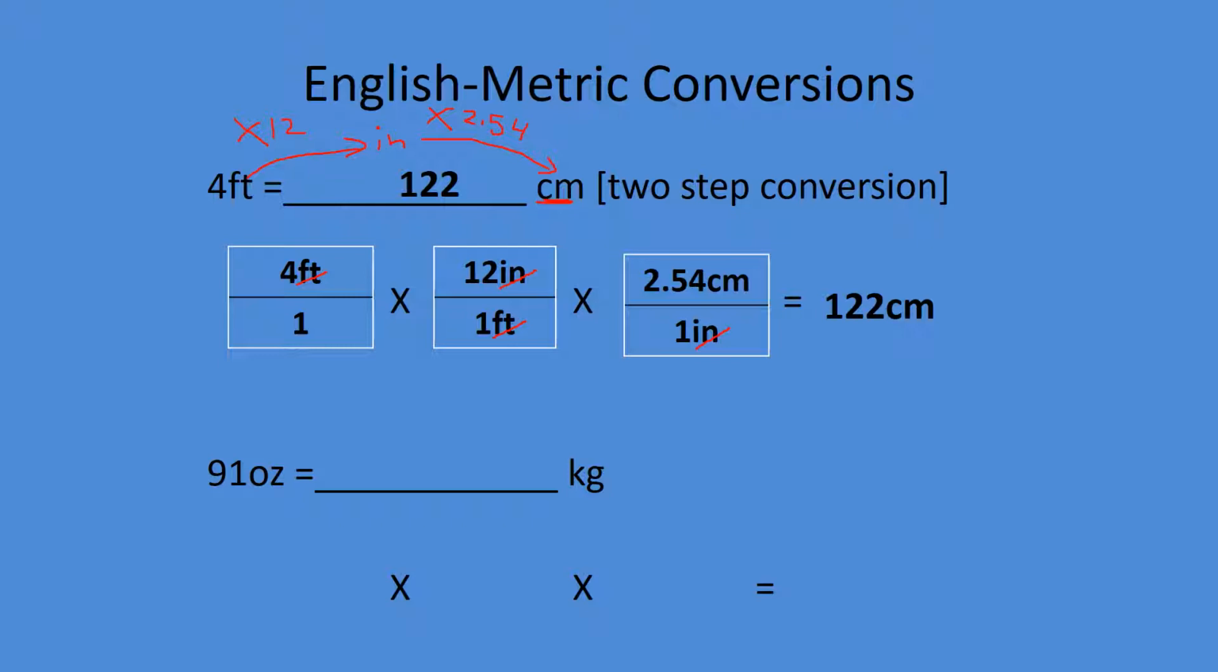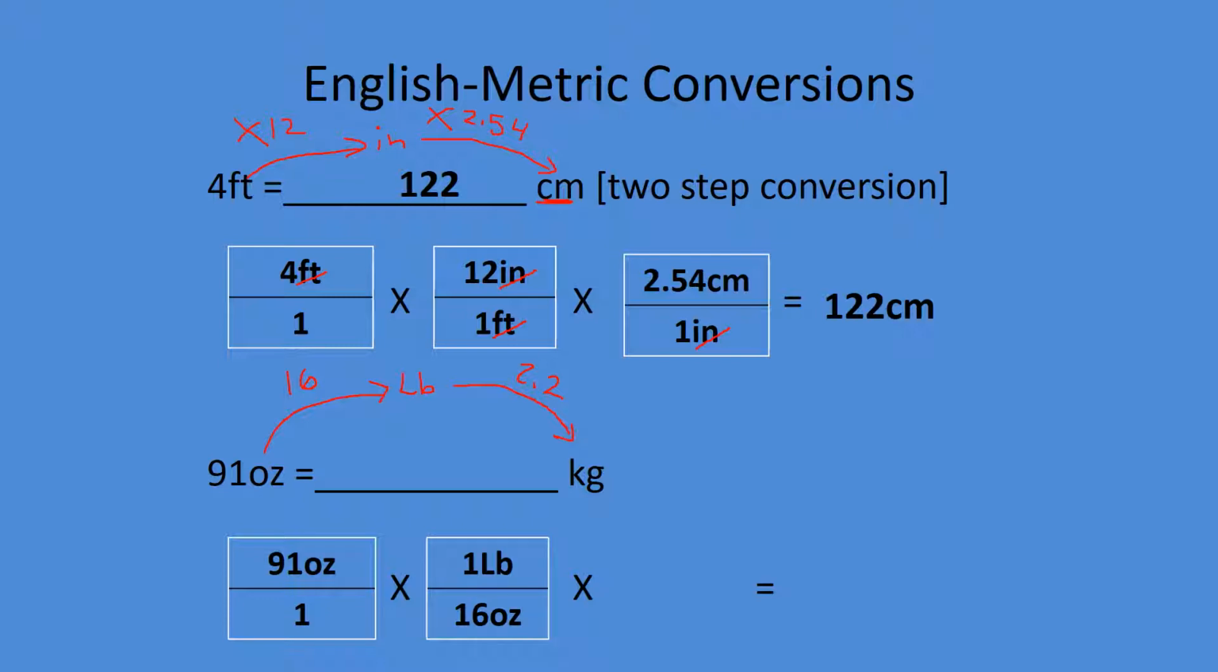Next example, 91 ounces into kilograms. So let's go to pounds first, and then we can go to kilo. So the conversion factor ounces to pounds is 16. And the conversion factor pounds to kilo is 2.2. So we'll start 91 ounces over 1. Our conversion factor, we want ounces here at the bottom. So 1 pound is 16 ounces.